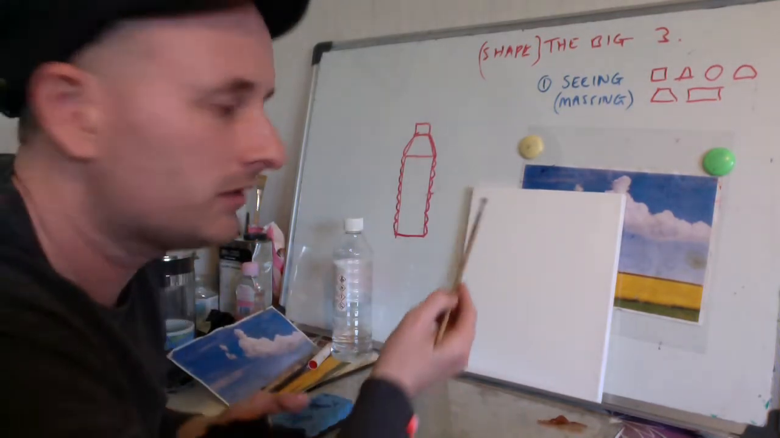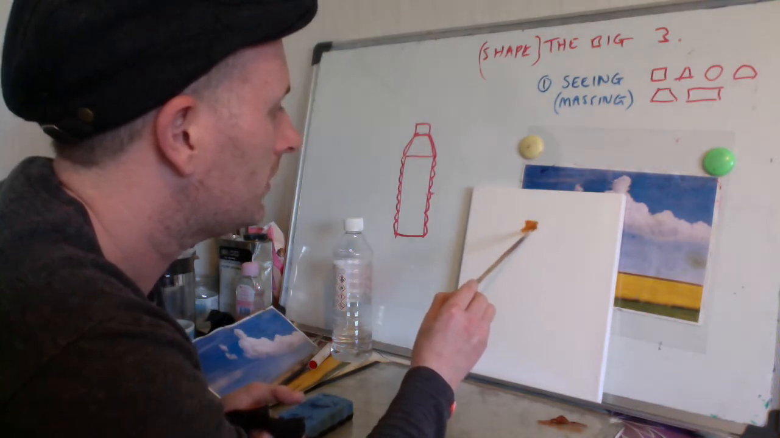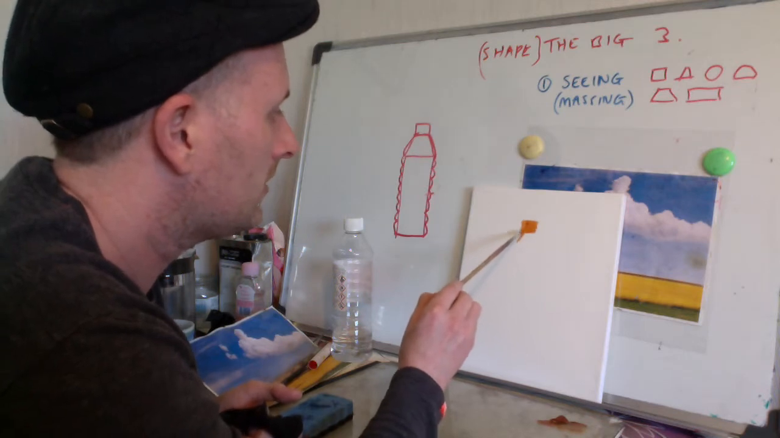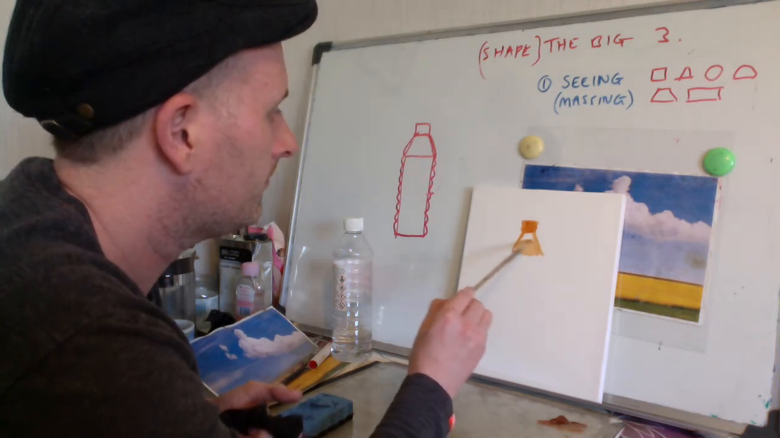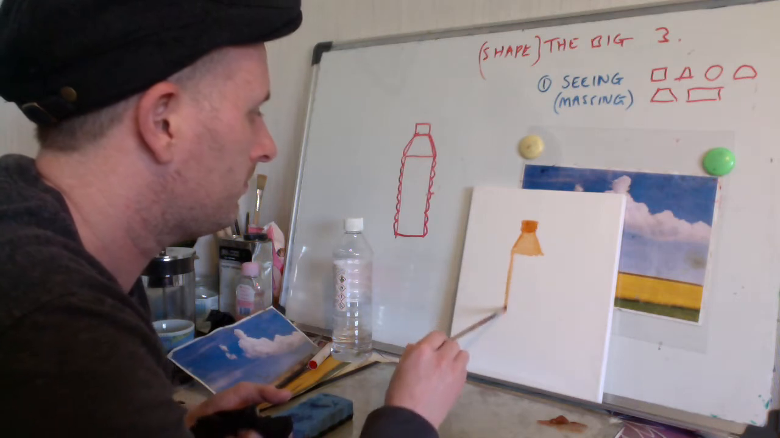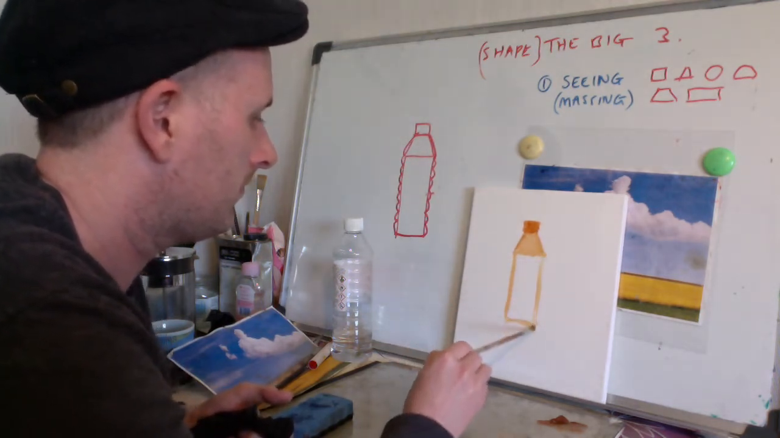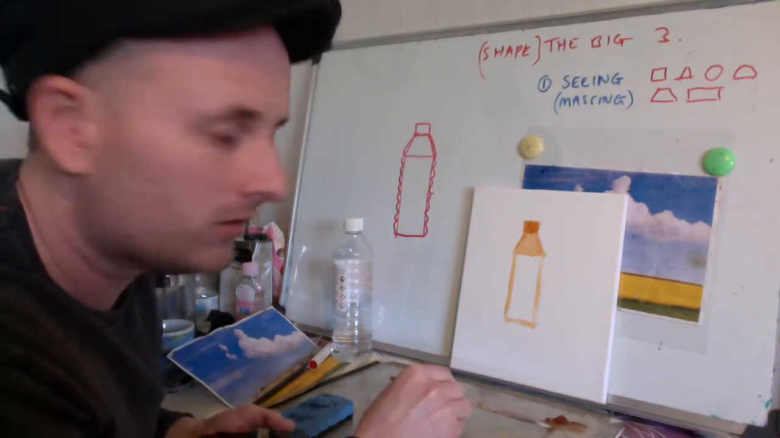Instead of drawing it, we're going to mass out the shapes. So we'll start from the top here. The next shape, trapezium. The next shape. We get a wee bit more oil here if you feel that you're not getting enough coverage.